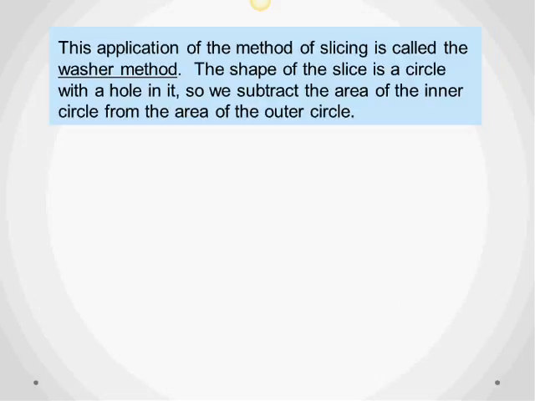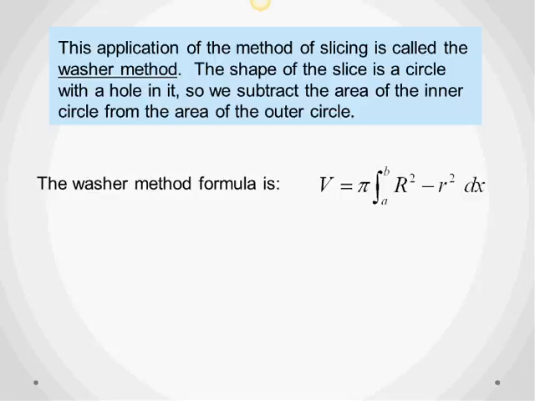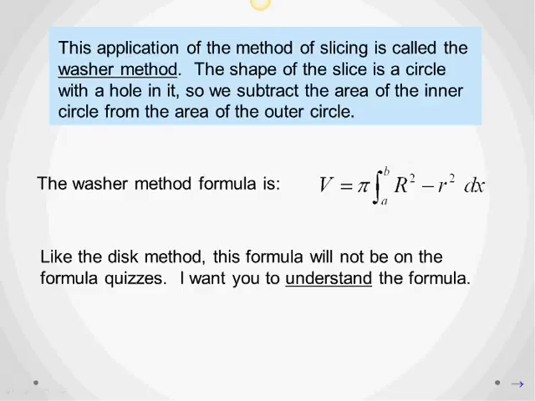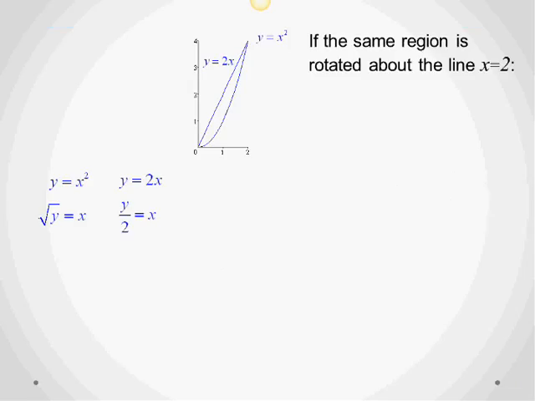The shape of the slice is a circle with a hole in it, so we subtract the area of the inner circle from the area of the outer circle. Be careful that you do not say that big R squared minus little r squared is actually the quantity R minus r all squared. Remember that exponents do not distribute in because pluses and minuses mess it up. That's a very simple mistake that people will oftentimes make. Like the disk method, this formula will not be on formula quizzes. I want you to understand how the formula works.